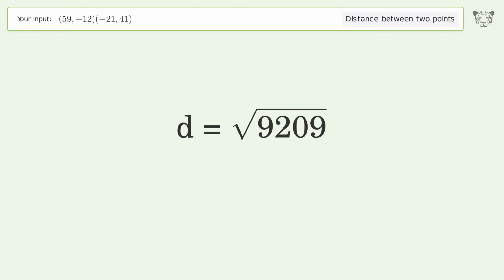And so the distance between the 2 points is the square root of 9,209, or 95.964.